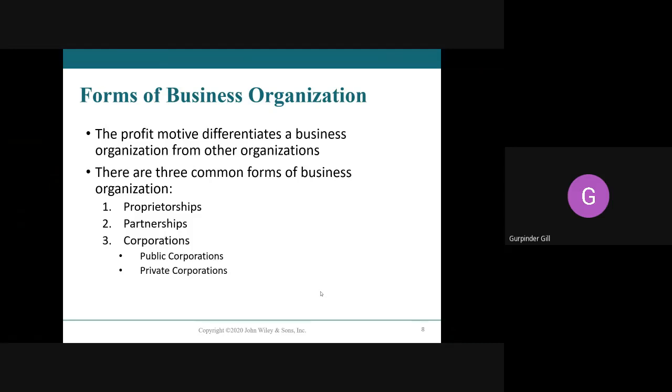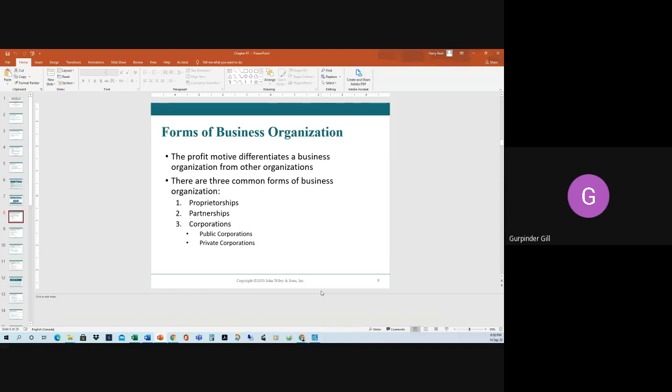Sorry, I'm just going to come out of that because I have two screens, and if I put it in the slideshow, then I can't see your chat. So I don't want to miss anything.